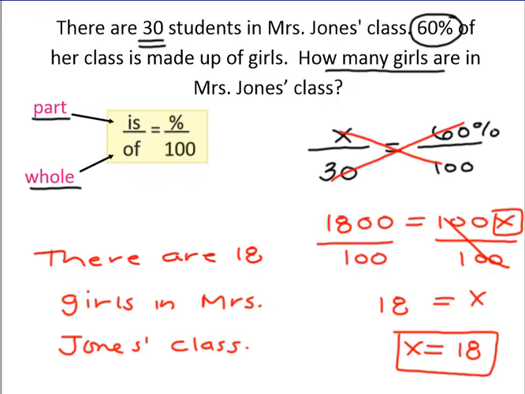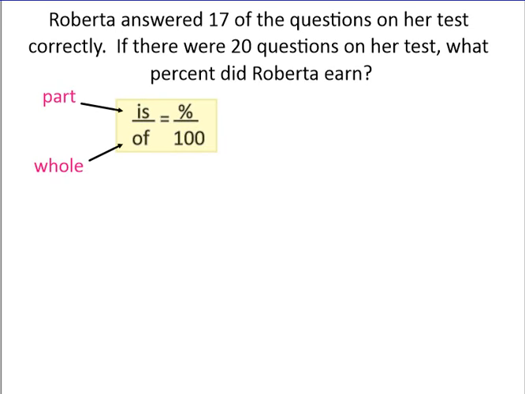All right, next problem. Roberta answered 17 of the questions on her test correctly. If there were 20 questions on her test, what percent did Roberta earn on her exam? All right, so let's set up a blank proportion. We know that we have 100 as a freebie. There's no percentage in the question, so let's take a look. She answered 17 questions correctly. There were 20 questions on the test. What percent did Roberta earn?